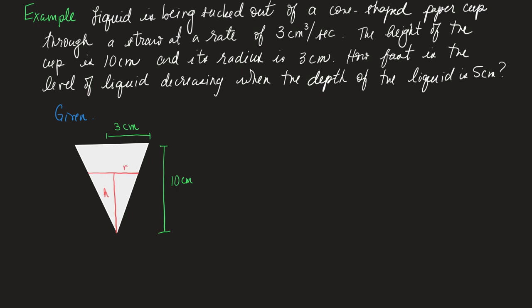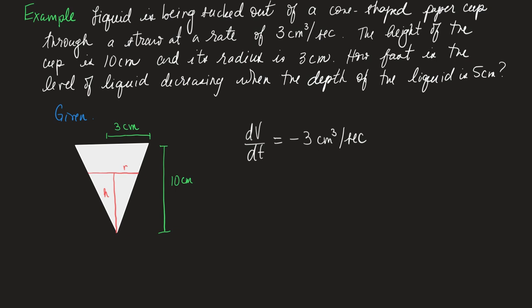So let's list what we're given. We're told that liquid is being sucked out of the cup at a rate of 3 cubic centimeters per second. So that means that the volume is changing, dV by dt. And now think about this for a second. We know that this is a decreasing rate because the volume is decreasing. So that means that dV by dt is negative 3 cubic centimeters per second.